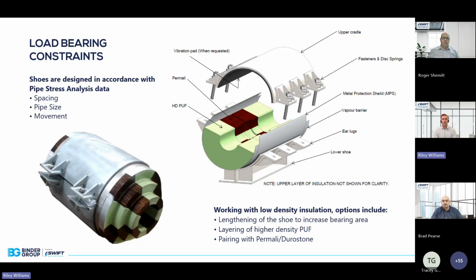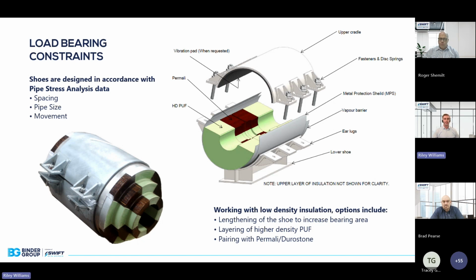Pipe shoe design load ultimately comes back to the pipe stress analysis data. Specifically, three things have significant impact on the load requirements. These are spacing, pipe size, and movement. There are three ways we typically see higher load requirements solved for in practice. You can lengthen the shoe, which increases the bearing area carrying the load.